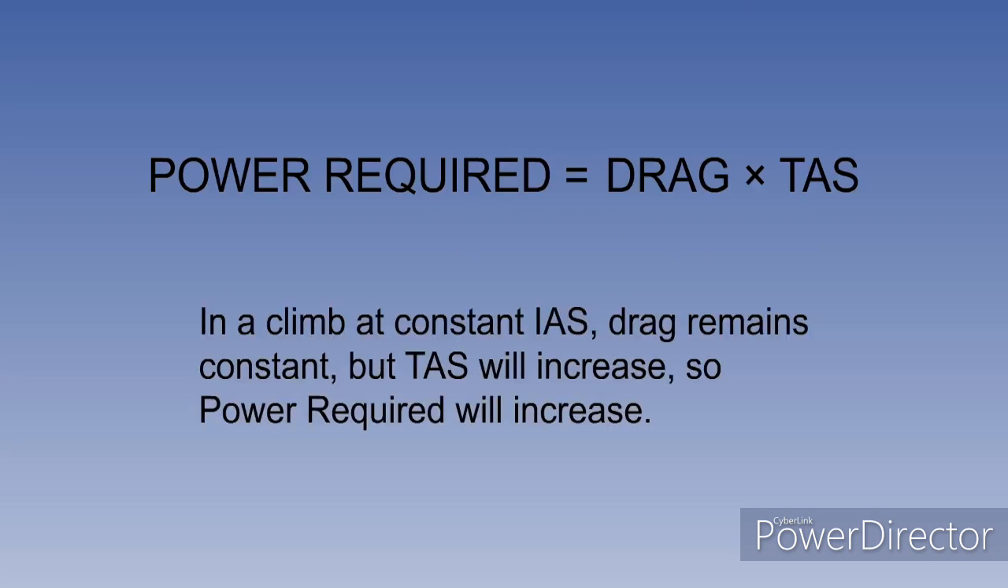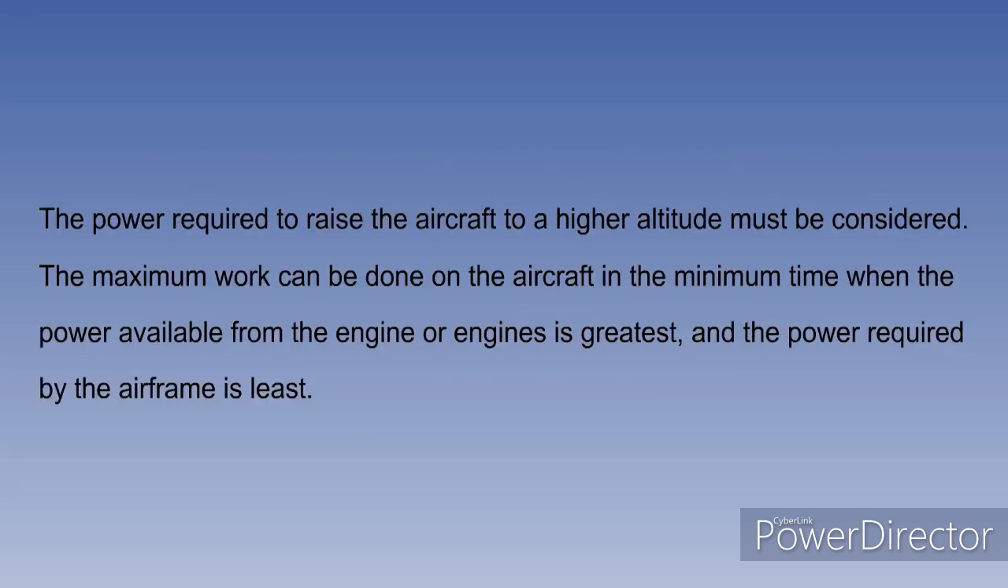If an aircraft climbs at a constant indicated airspeed, drag will remain constant, but TAS will be increasing, so power required will increase. As stated in the first part of the lesson, power is a rate of doing work, and so we must consider power required, since when the aircraft is climbing, work is being done to raise it to a higher altitude.